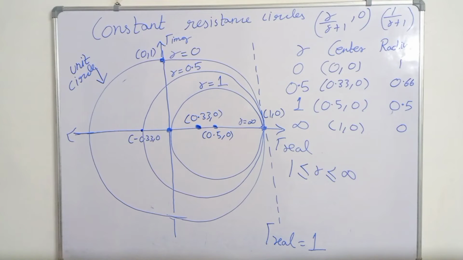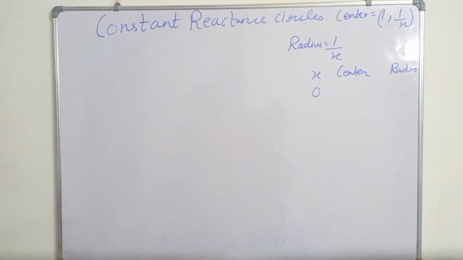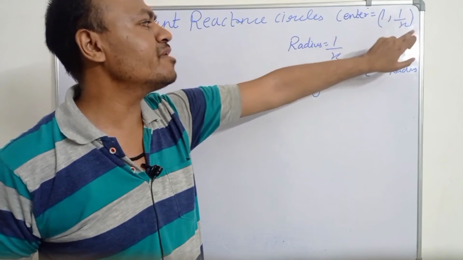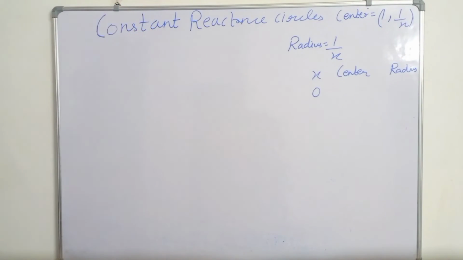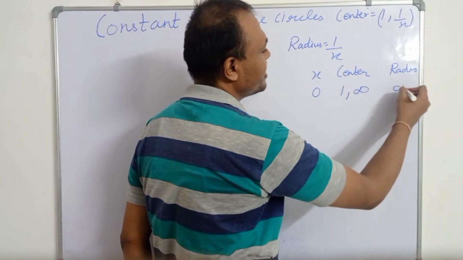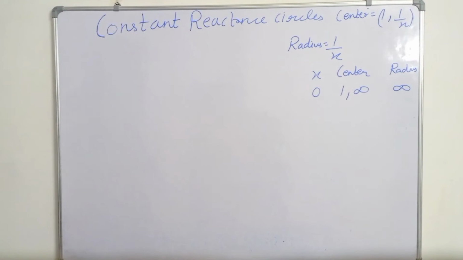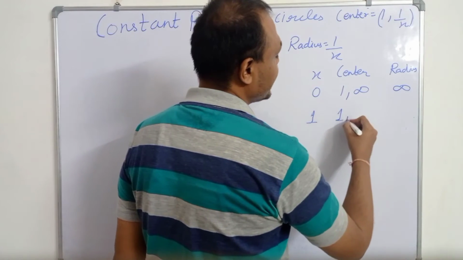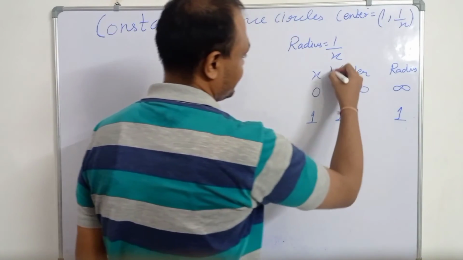circles. Now we will draw the constant reactance circles. For the constant reactance circle, the center is 1 comma 1 by x and radius is 1 by x. So for x equal to 0, the center will be 1 comma infinite and radius will be infinite. For x equal to 1, the center will be 1 comma 1 and radius will be 1.